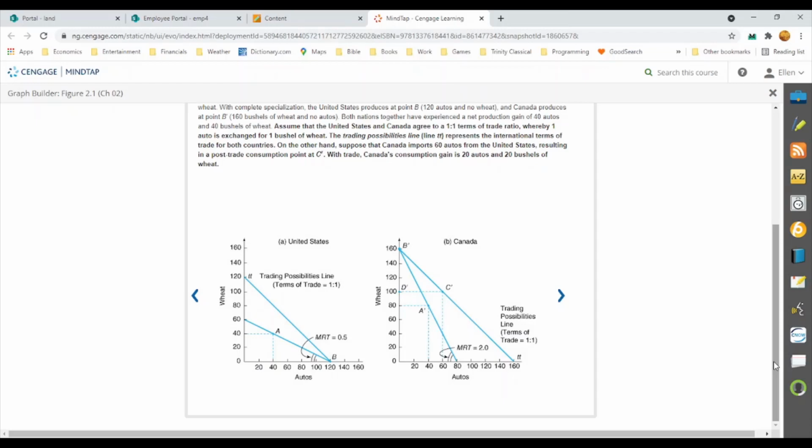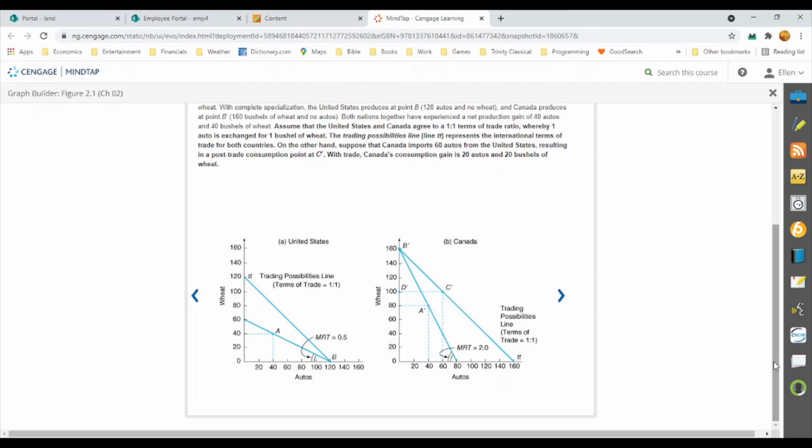But at the same time, Canada will be willing to pay up to 2 bushels of wheat, because if it's more than that, they'll just make it themselves. So there's this range then between half a bushel of wheat and 2 bushels of wheat where each country is better off, with the US selling cars to Canada and Canada selling wheat to the US. So that's basically what's happening here.